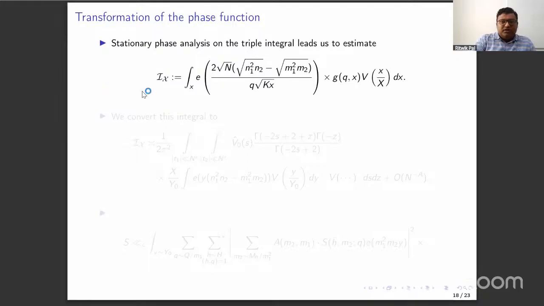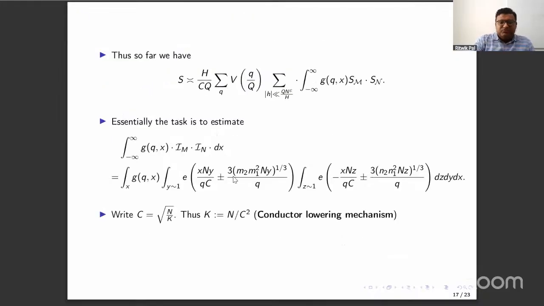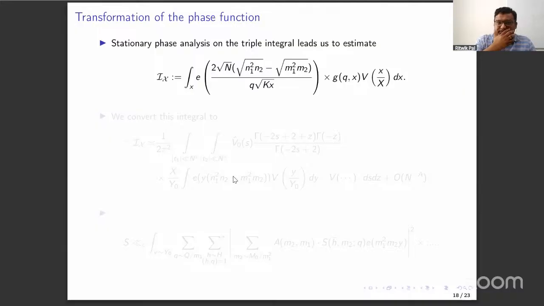Now if we apply this, and we apply the stationary phase analysis of the triple integral, it leads us to estimate an integral like this. Here the noticeable part is that inside this exponential, the phase function involves the square root of n1 square minus n2 minus the square root of m1 square minus m2. From here, if we apply the stationary phase method, we won't be able to get a good cancellation better than what Dasgupta and Leung achieved.